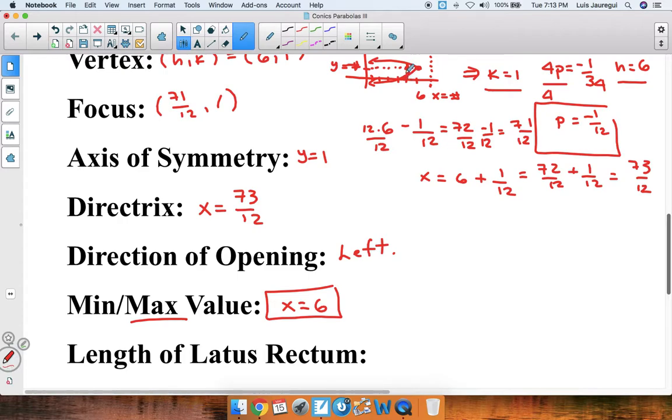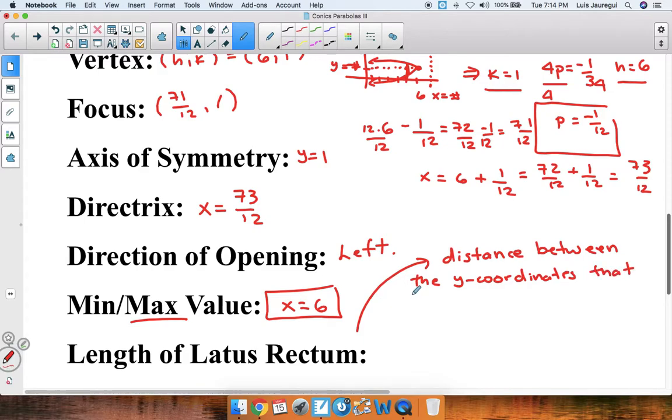But notice that the x value is fixed, so we're going to fix our x value. So we want the distance between the two y coordinates that correspond to an x value of 71/12. So let's write that down. The length of the latus rectum will be the distance between the y coordinates that have an x coordinate equal to 71/12.